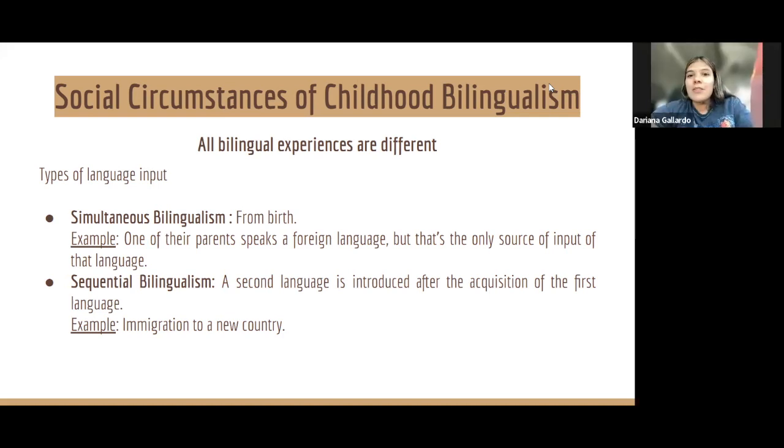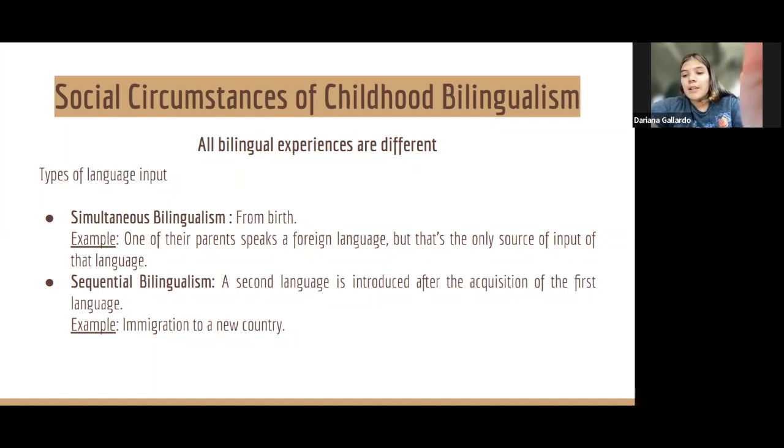Hi, so I am going to talk about social circumstances of childhood bilingualism. There is bilingualism all around the world, but the only thing that bilinguals of different languages or even the same language have in common is that they are able to speak 2 or more languages. How they acquire a second language is very different for everyone. I will explain 2 types of language input. One is simultaneous bilingualism, and the other one is sequential bilingualism. For each, I'll only provide one example, but there are many different circumstances for these types of language input.